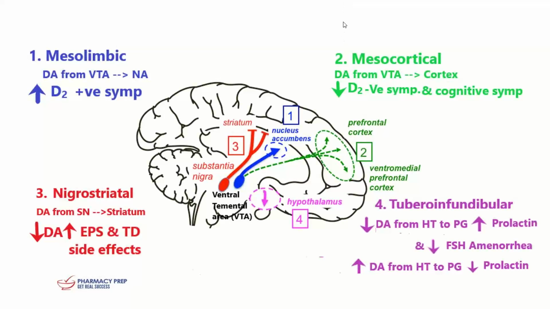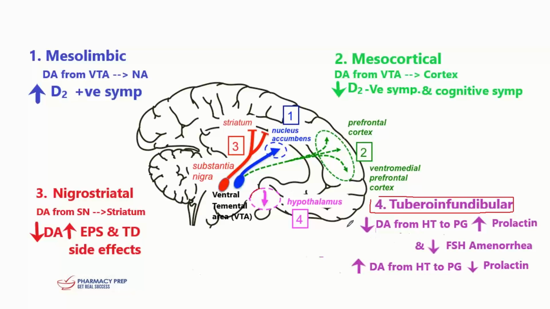So here, the fourth dopaminergic pathway is the tuberoinfundibular pathway, and it is a very interesting one. It is also a very high yield point: it projects from the hypothalamus to the pituitary gland. Here is the pituitary gland and the hypothalamus, the lower part of the brain. The hypothalamus to pituitary gland projection is done by the tuberoinfundibular pathway, which also contains dopamine.